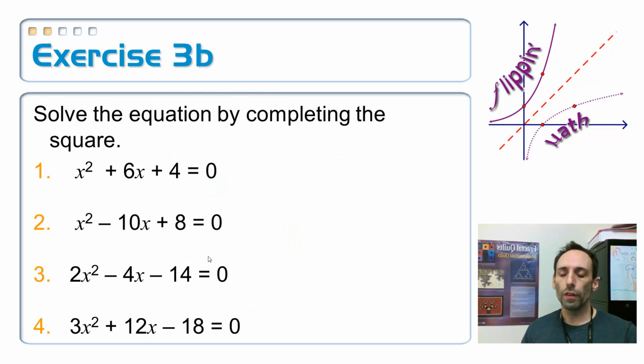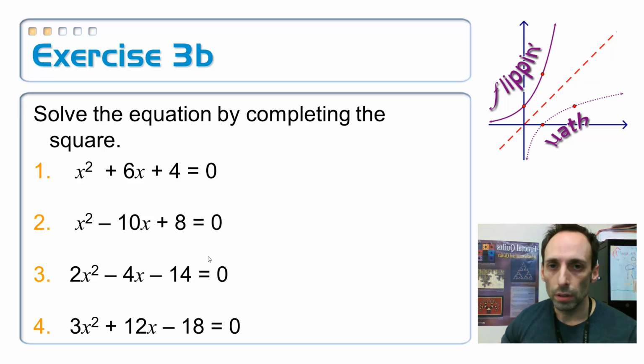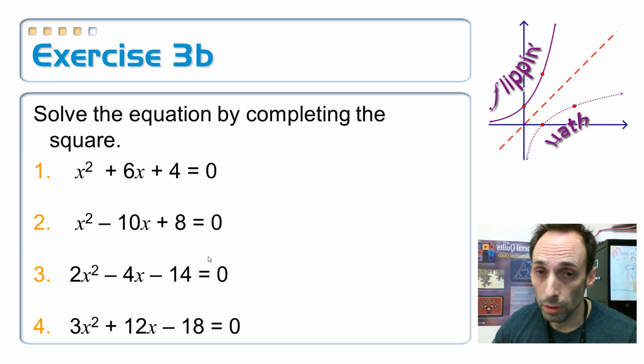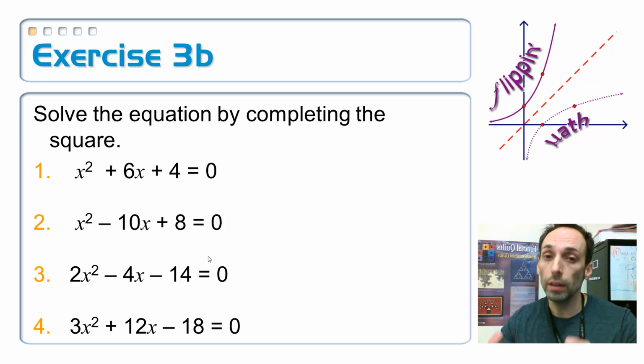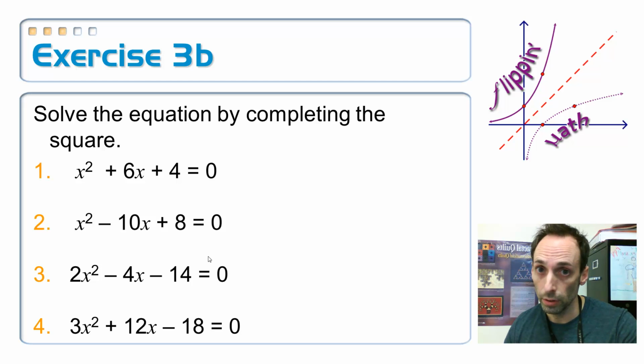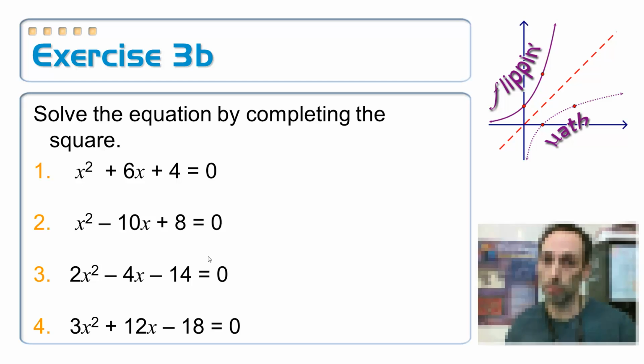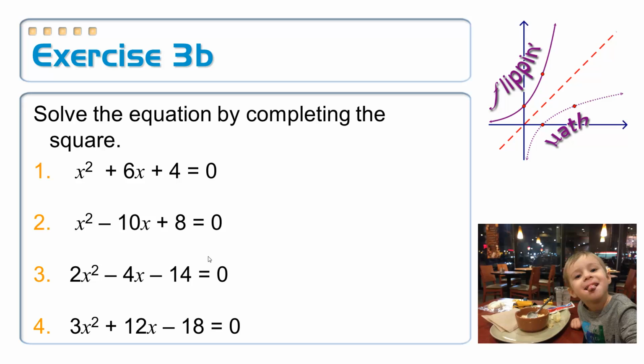So here are 4 of them for you to try. Do those steps just like we did on the previous one, and solve each one of these by completing the square. Go ahead and hit pause, and then come back and check your answers. Actually, why don't we just go ahead and start a new video?